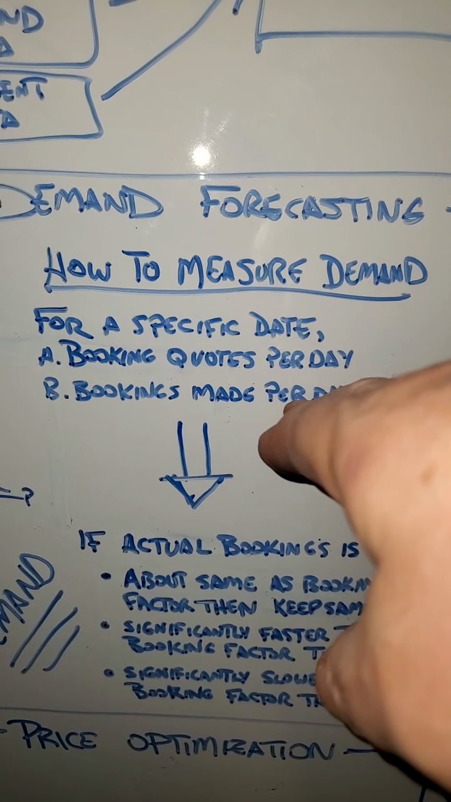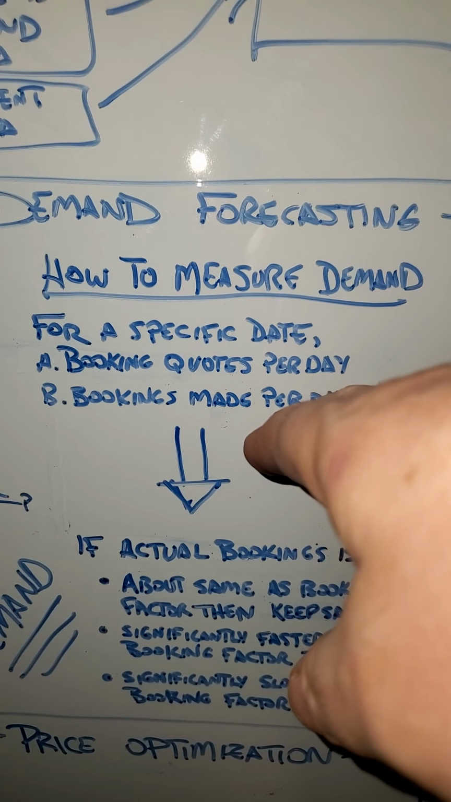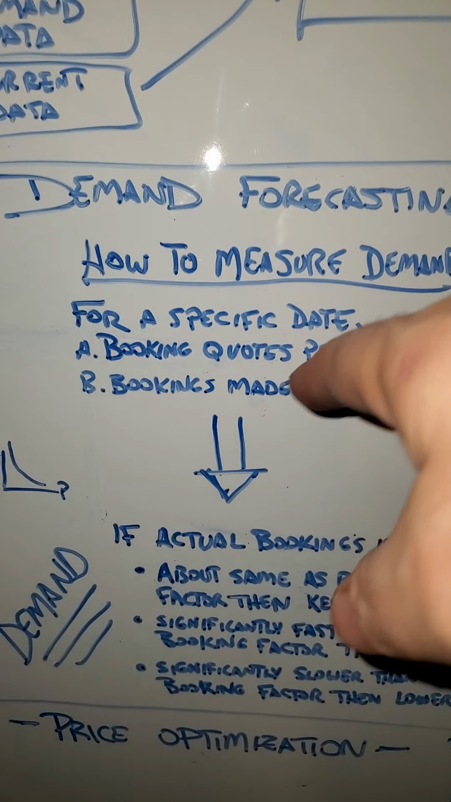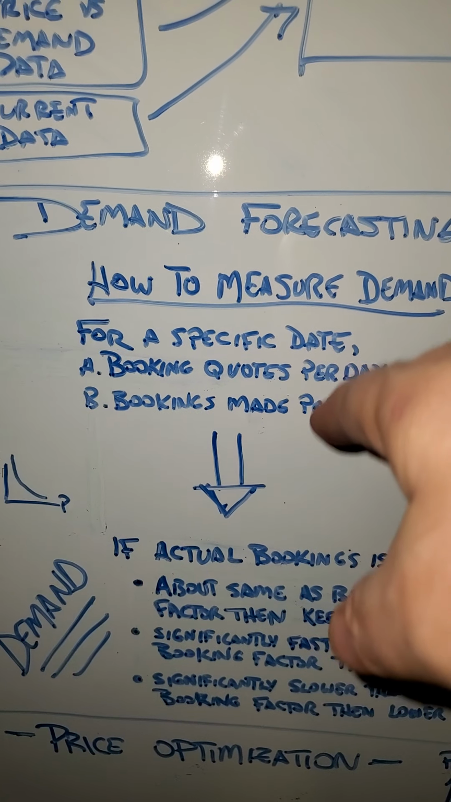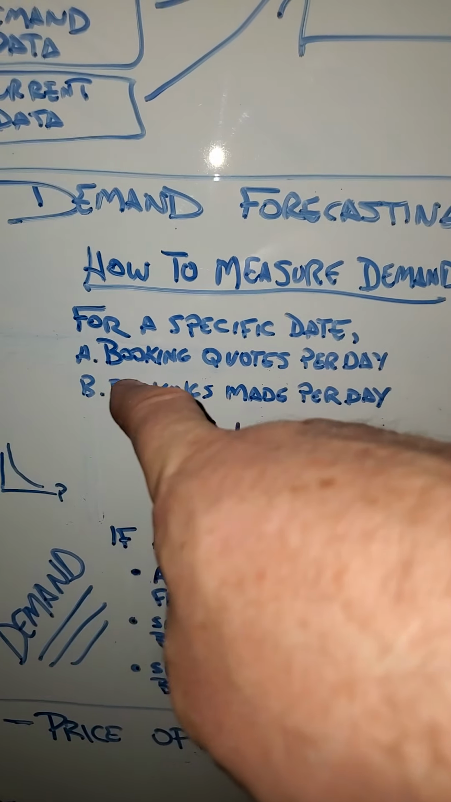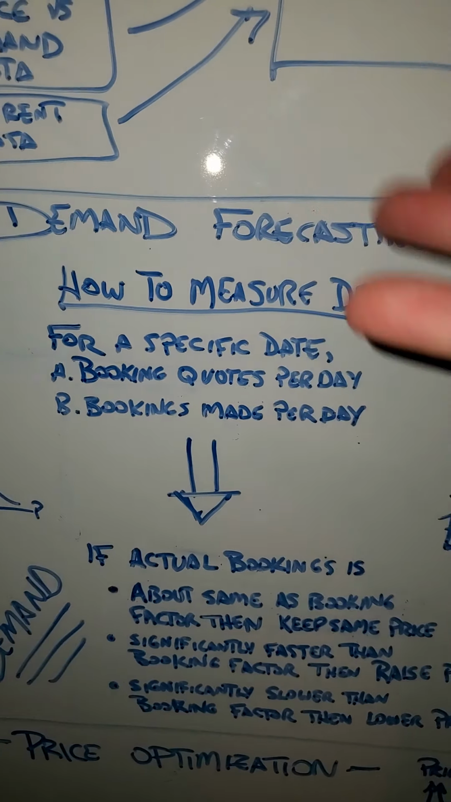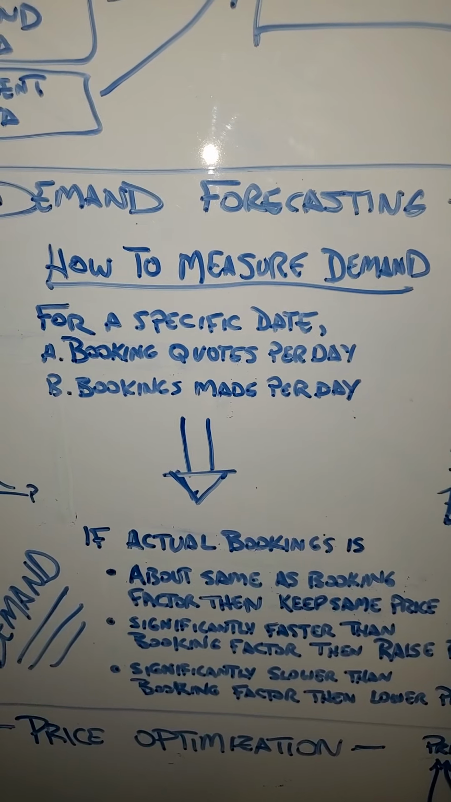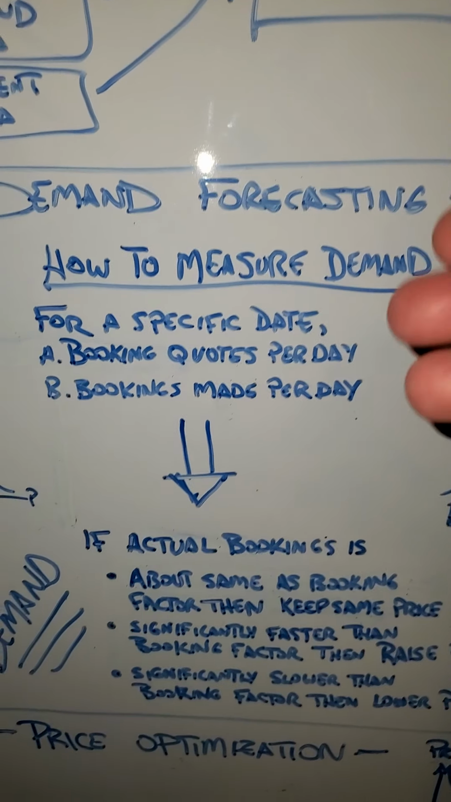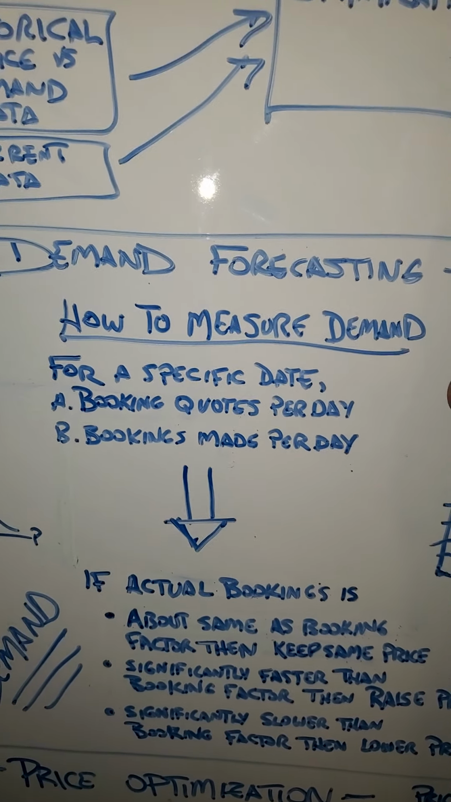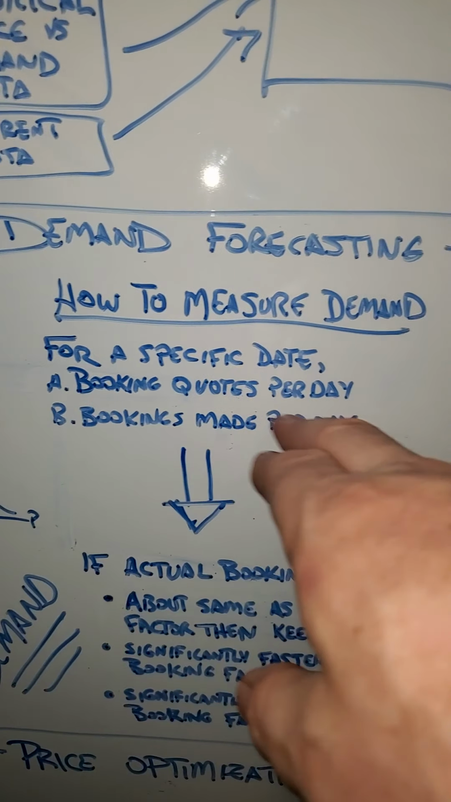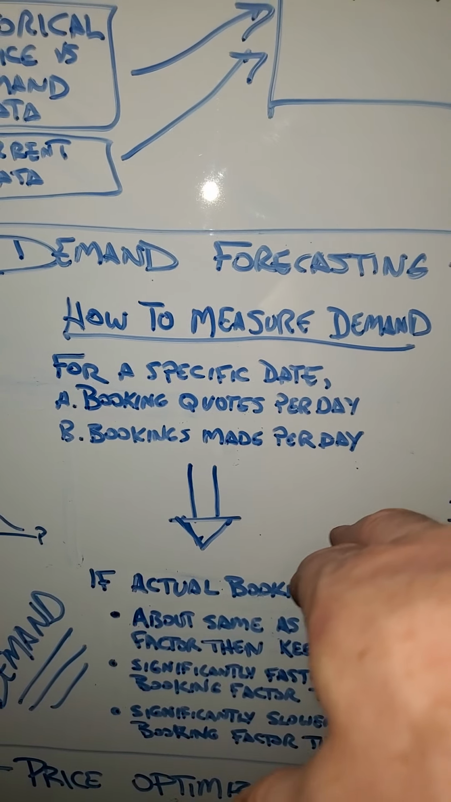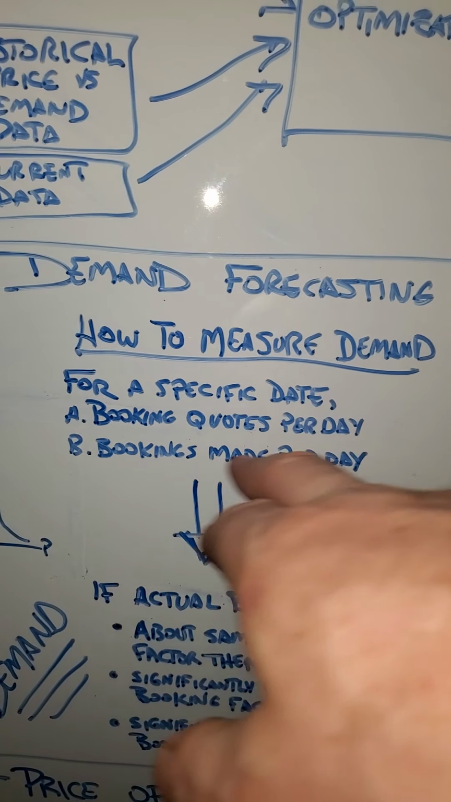Now, how to measure demand, and this is important for a specific date. There are two things we're going to want to look at in measuring demand, and probably it would be both of these plus an additional ratio of the two. The first one is the booking quotes per day. When someone goes online and tries to look at the availability of making reservations for a hotel, that's the booking quote. If they actually go ahead and reserve the hotel, then that's a booking made.